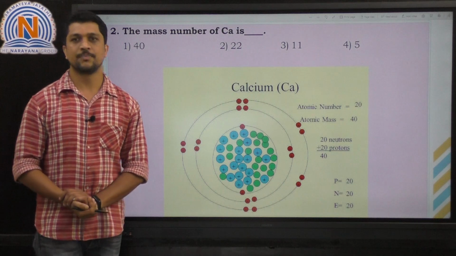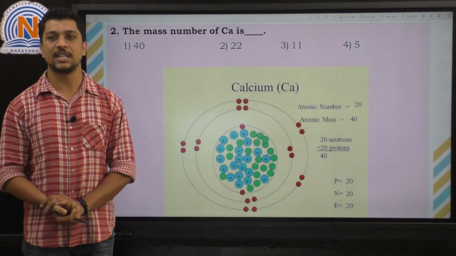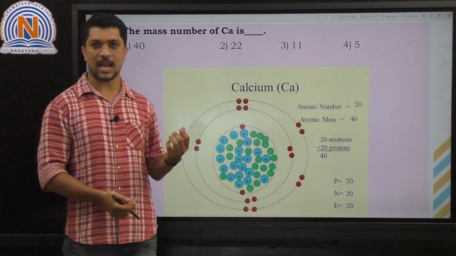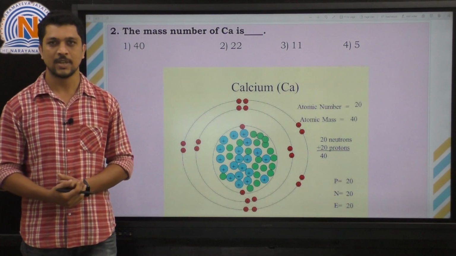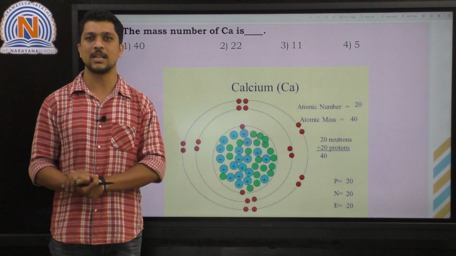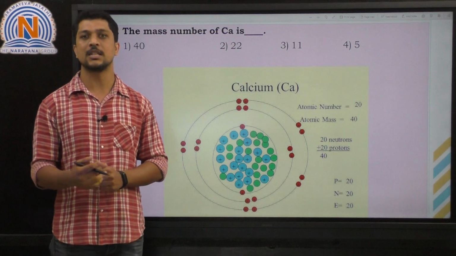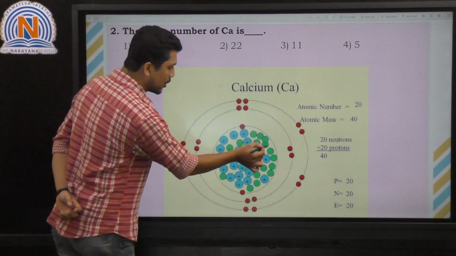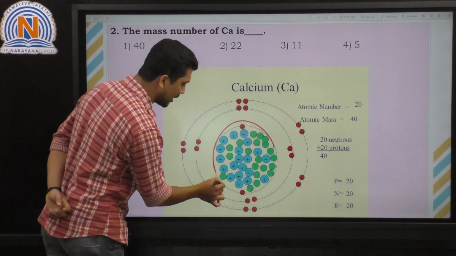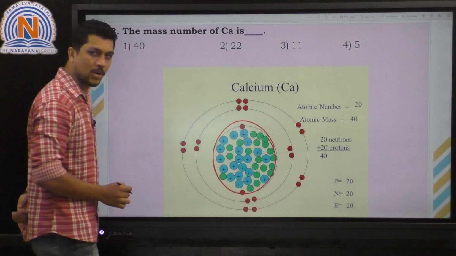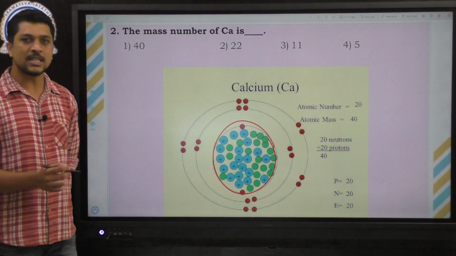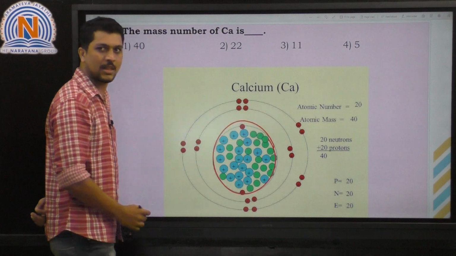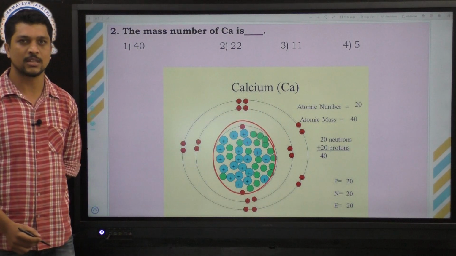Here the second question. The mass number of calcium is. We know that calcium is an atom. It has some mass. Just now we have discussed that mass number is the number of protons plus the number of neutrons. If you see this picture, this is the nucleus. Generally the protons and neutrons are present in the nucleus. The electrons revolve around the nucleus.